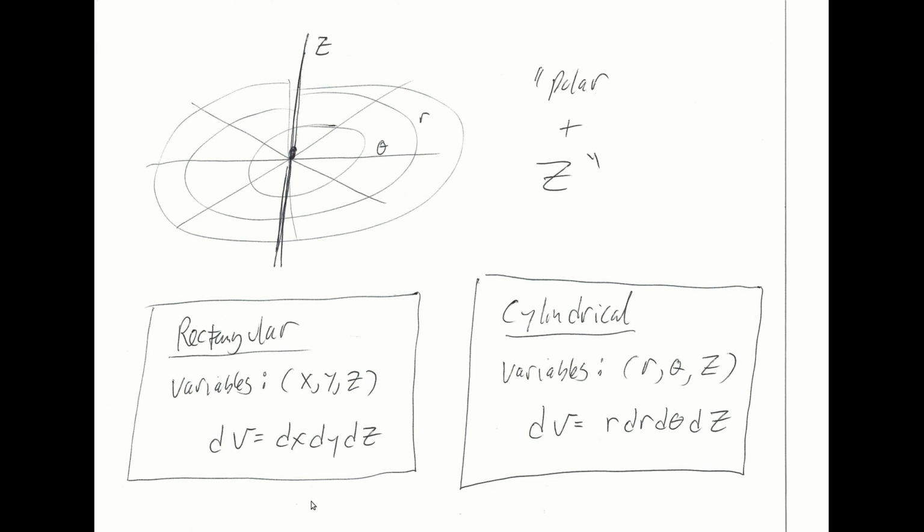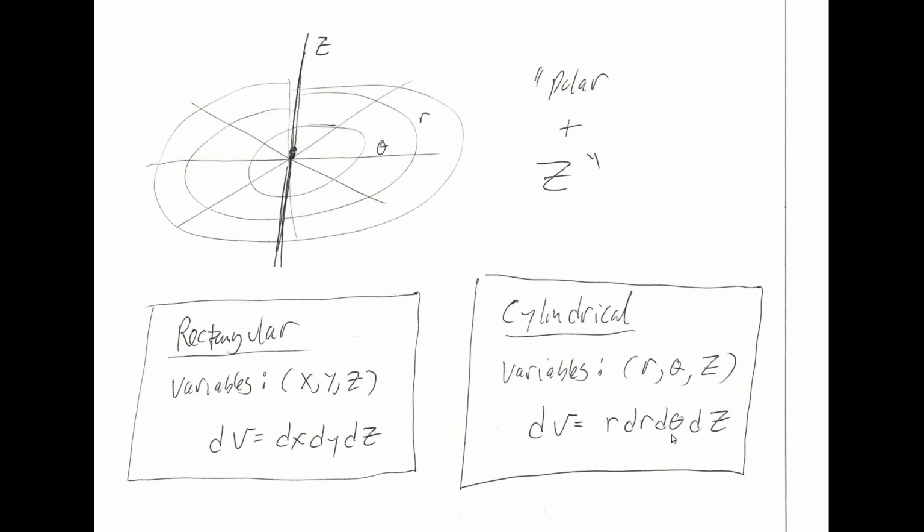So in rectangular, we have our x, y, and z variables, and our dv expression in our integrals looks like dx, dy, dz. In cylindrical, we're dealing with our r, theta, z variables, and our dv expression is going to look like r, dr, d theta.